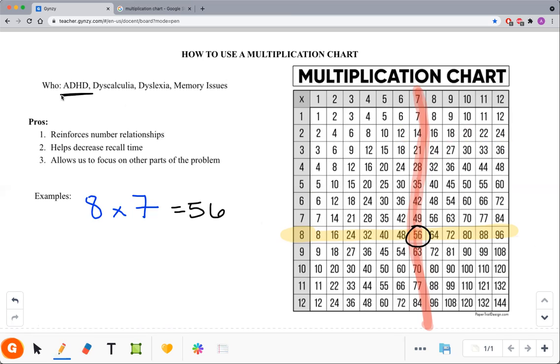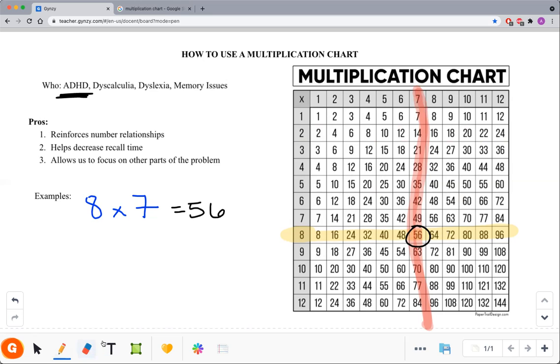And when you're dealing with someone that's ADHD, you always are trying to get them to be more engaged. So instead of them just staring at something, you can show them. A lot of times with my students, I just have them put a finger on the 7 and a finger on the 8, and I have them drag their fingers down and over until they meet, so that they're still doing something. And that means I know they're paying attention to me. So that's just how we would use a multiplication chart to multiply.